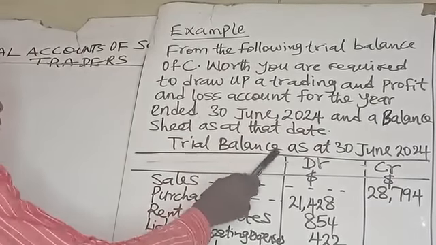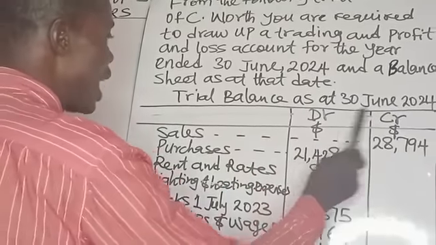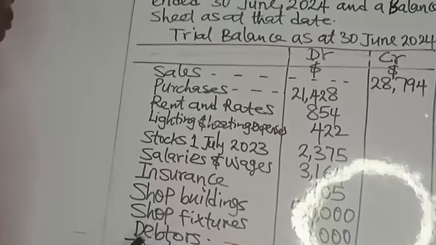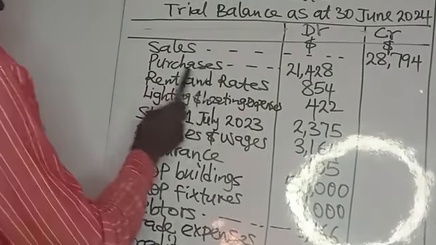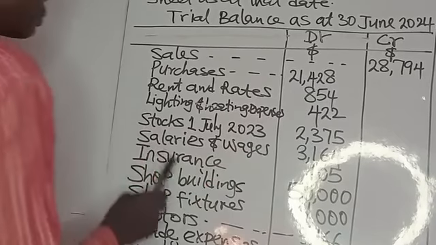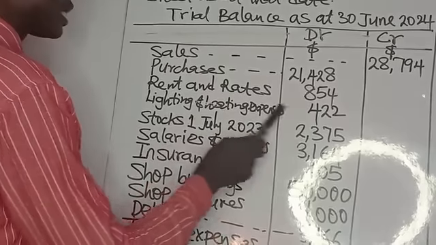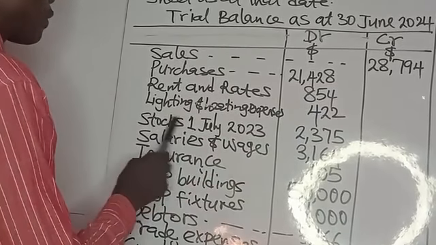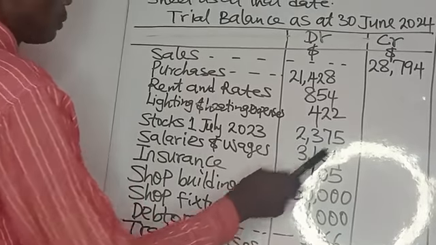You have the trial balance as at 30 June 2024. The debit side and credit side amount in dollars. Sales 28,794. Purchases 21,428. Rent and rates 854. Lighting and heating expenses 422. Stock 1st July 2023 2,375.